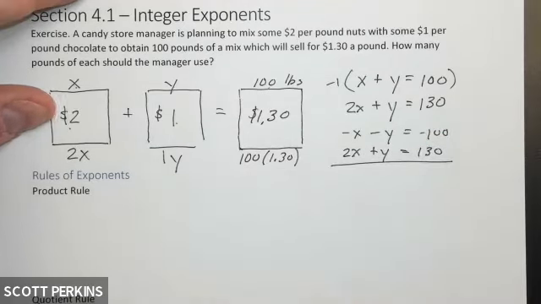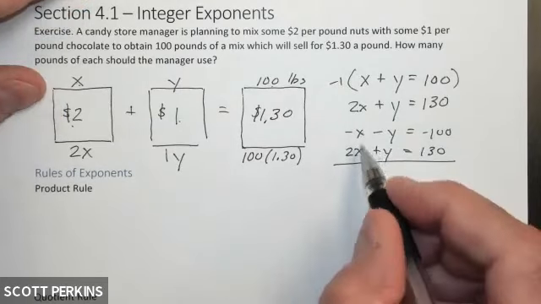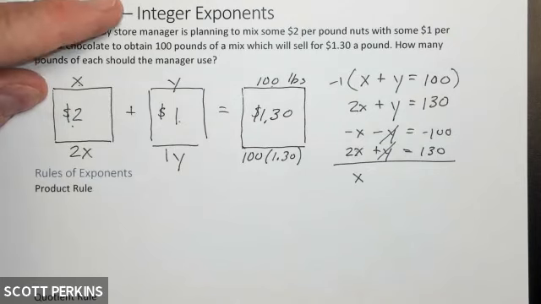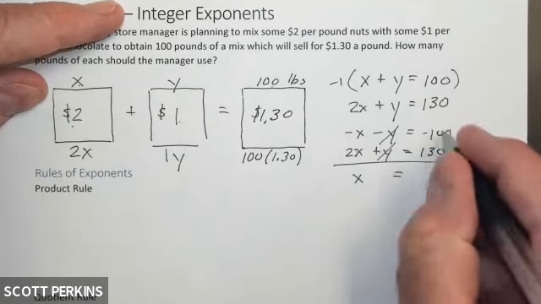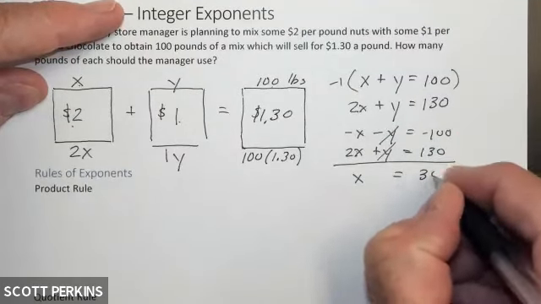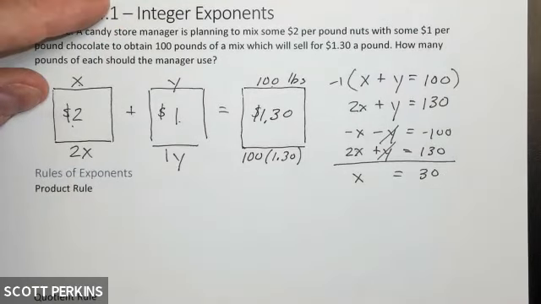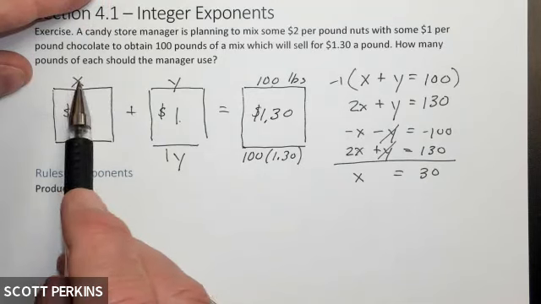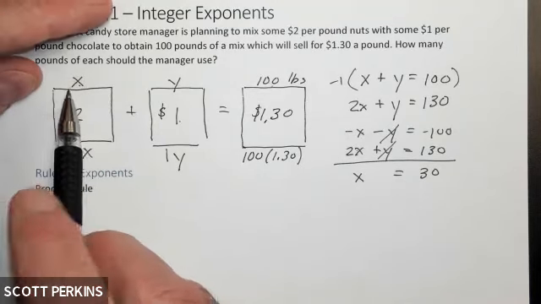Now I add those things together, and I have -x plus 2x, that's x. The y's cancel, that's the whole purpose of the elimination method. And then -100 plus 130 is 30. So what that tells me is the amount of the nut mixture that I'm putting into this is 30 pounds.